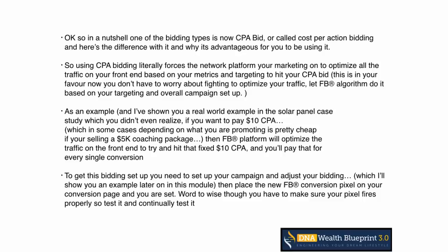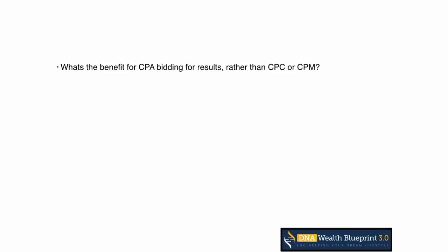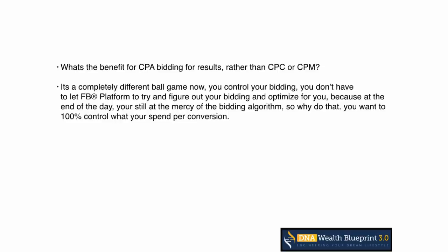so everything matches. Okay, so your next question probably will be, what's the benefit of cost per action bidding for results, because that's what it is, rather than CPC or CPM? So let me explain what the difference is. It's a completely different ballgame now for you, because now you are controlling your bidding, manually controlling your bidding. You're not letting Facebook optimize your campaigns anymore.